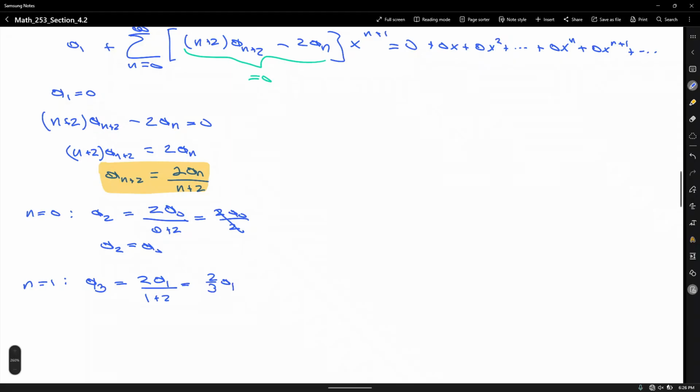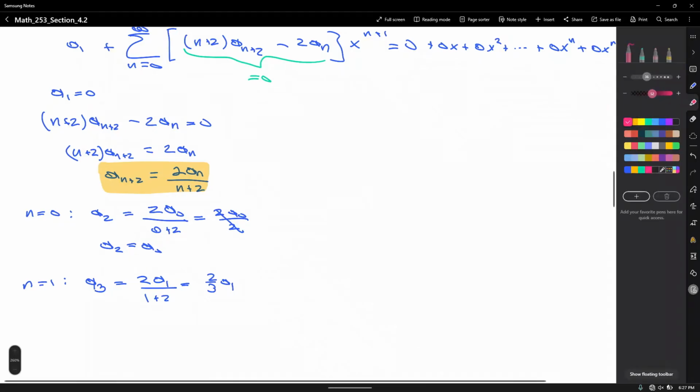But wait a minute, guys. What is a sub 1 in this case? Let me actually highlight that. A sub 1 equals 0, okay? So this is 2/3 times 0, so a sub 3 equals 0.